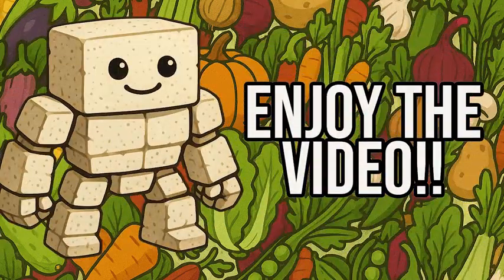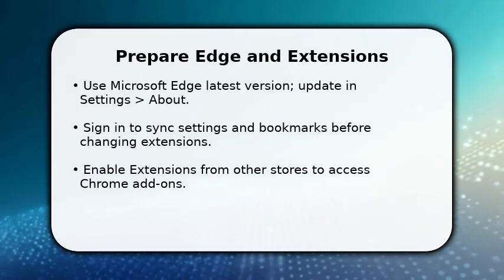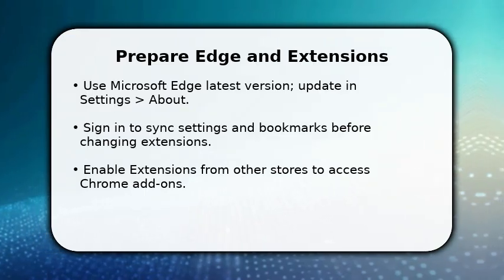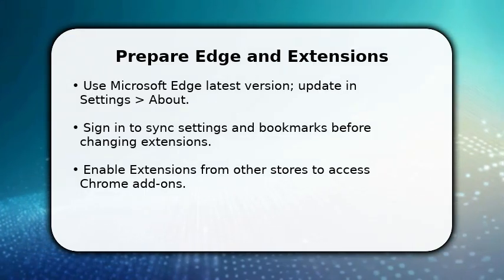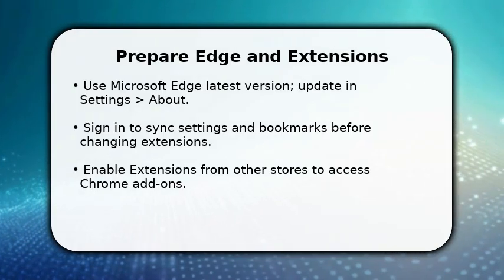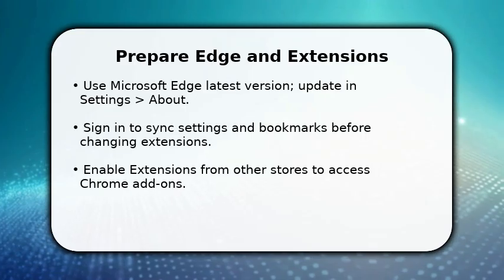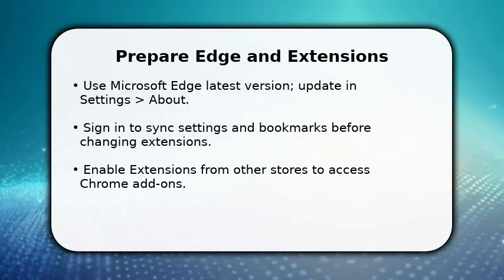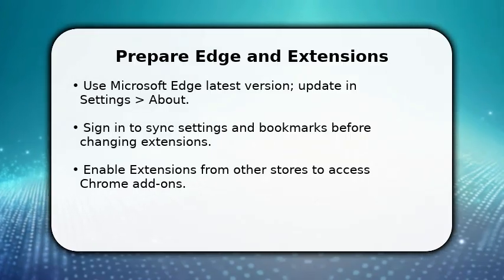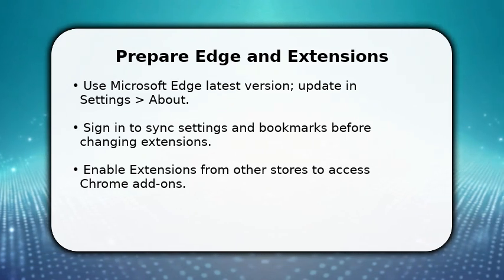Please enjoy the video. You start by updating Edge and enabling third-party extensions so you can install reliable ad blockers. Open Settings, About, to force an update. Once done, go to Extensions and turn on Allow extensions from other stores. Make sure you're signed into your Microsoft account so preferences persist across devices. This reduces setup friction and keeps permissions clear. You'll need this environment to add a vetted ad blocker extension and configure it safely without breaking YouTube playback.